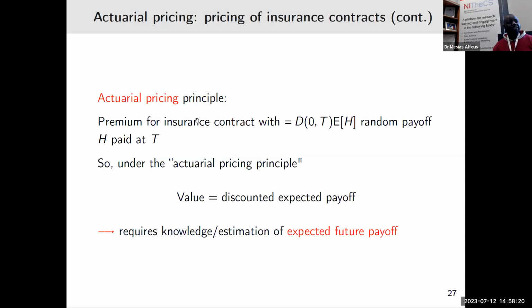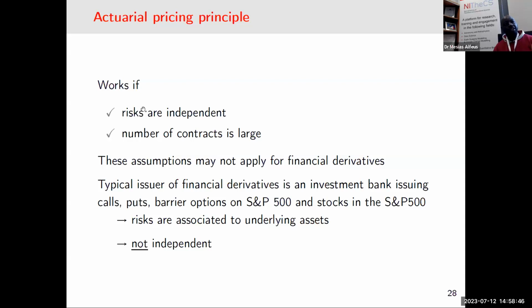So actuarial pricing is just discounting of expected payoffs, meaning the actuarial pricing methodology is about discounting the expected payoff. This is true if and only if we have a large number of contracts. So this works if the risks are independent and the number of contracts is large, then we can use the law of large numbers.